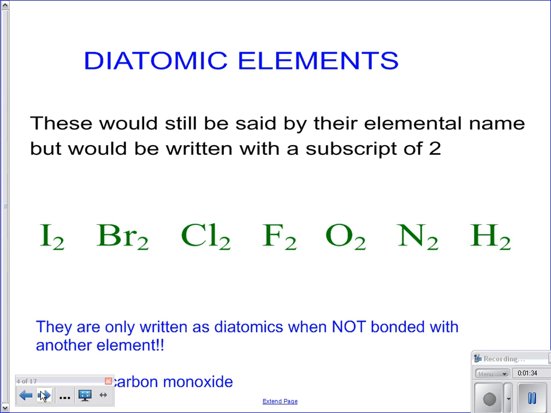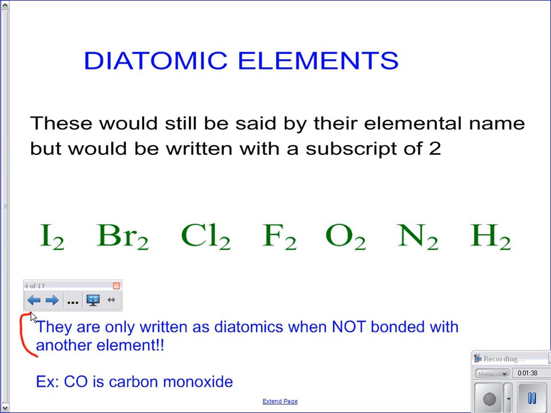And then this last little phrase that I have down here is really going to come into play more when we start naming compounds. This is when people really start making this mistake. But remember, we only worry about them being diatomic when we're talking about them in their elemental state. If they're combined with something else to form a compound, it doesn't matter that they're diatomic.